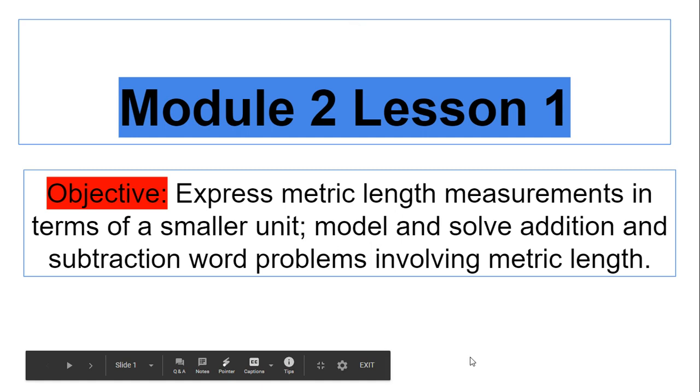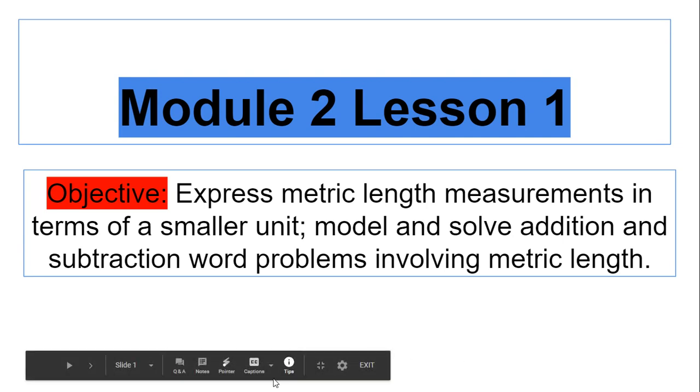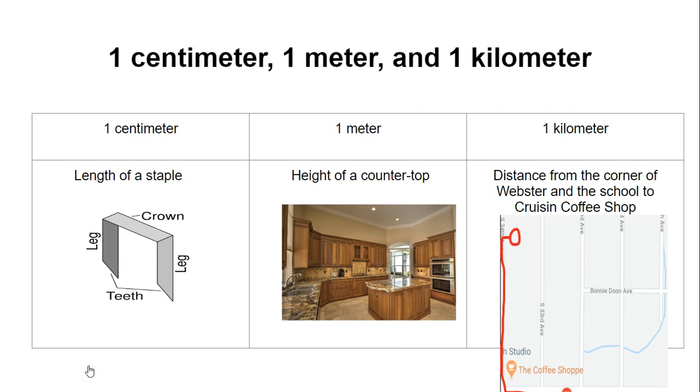Module 2, Lesson 1. Our objective is to express metric length measurements in terms of a smaller unit, model and solve addition and subtraction word problems involving metric length. So we're going to be talking about a centimeter to a meter to a kilometer.